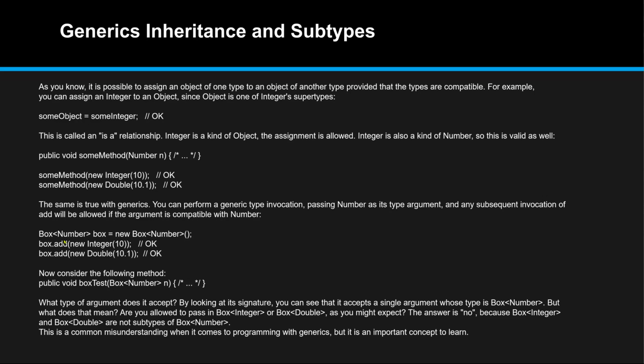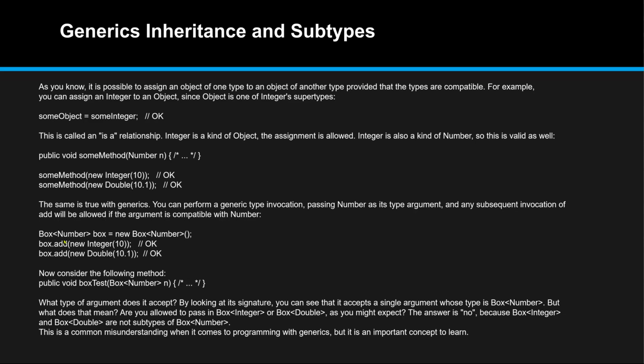It's possible to assign an object of one type to another type, provided the classes are compatible. For example, an Integer to an Object, since Object is a superclass. This is called an "is a" relationship. Integer is a kind of Object, etc.